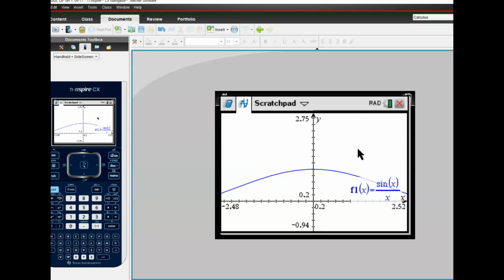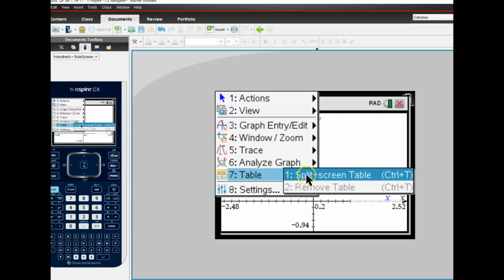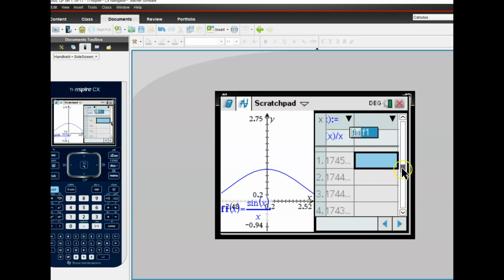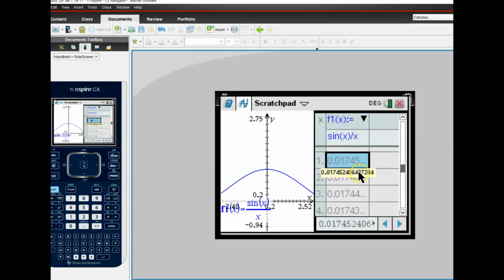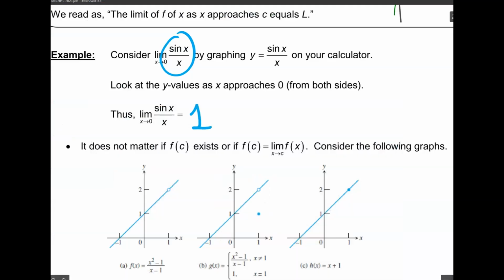Look at the y values as x approaches 0 from both sides. What's happening? Do we know? They approach the same thing. As I get closer, it approaches what? 1. Okay, cool. So we approach 1 from both sides. Awesome. The limit is 1.